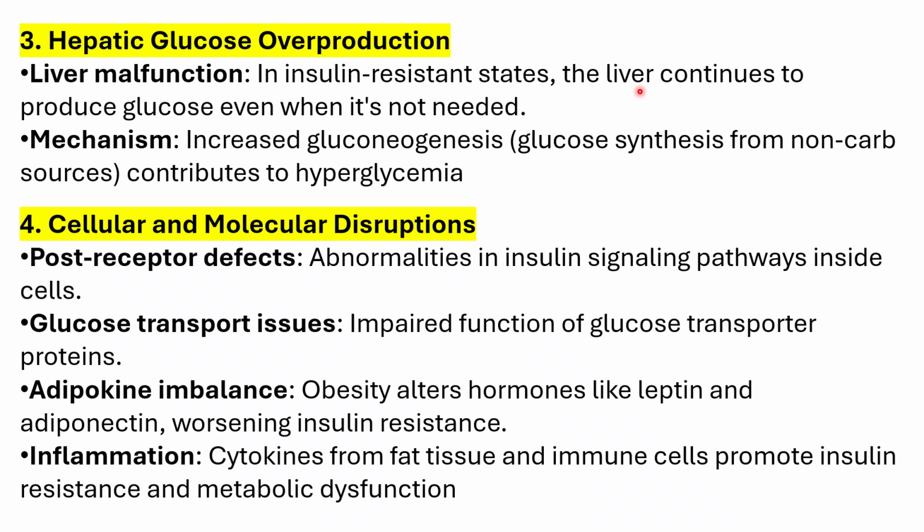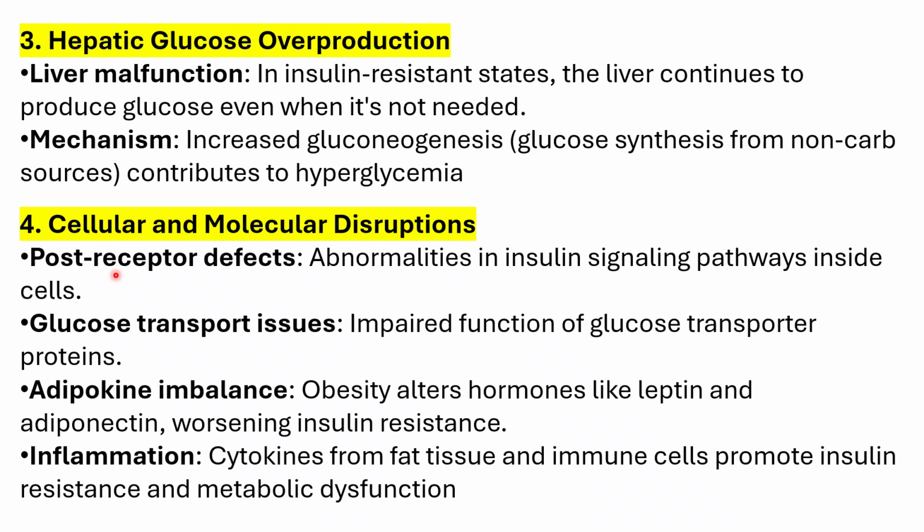Mechanism: increased gluconeogenesis, reverse glycolysis, right? The glucose synthesis from non-carb sources contributes to hyperglycemia. So increased gluconeogenesis, glucose synthesis from non-carb sources, will contribute to hyperglycemia. So that's the mechanism here, right? Excess of glucose, so now it's getting reversed.